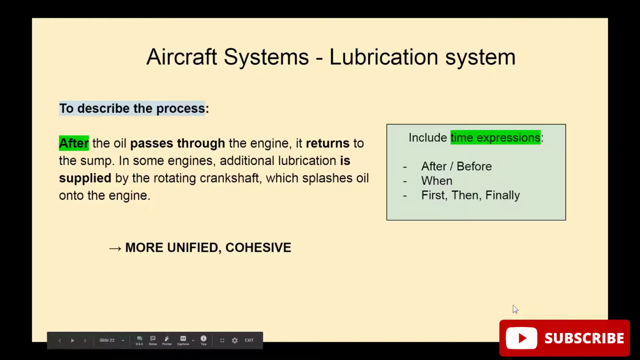One important aspect when describing the process is to use time expressions such as after or before, when, or sequence connectors such as first, then, and finally, as in after the oil passes through the engine, it returns to the sump. That will make our text more unified, cohesive.